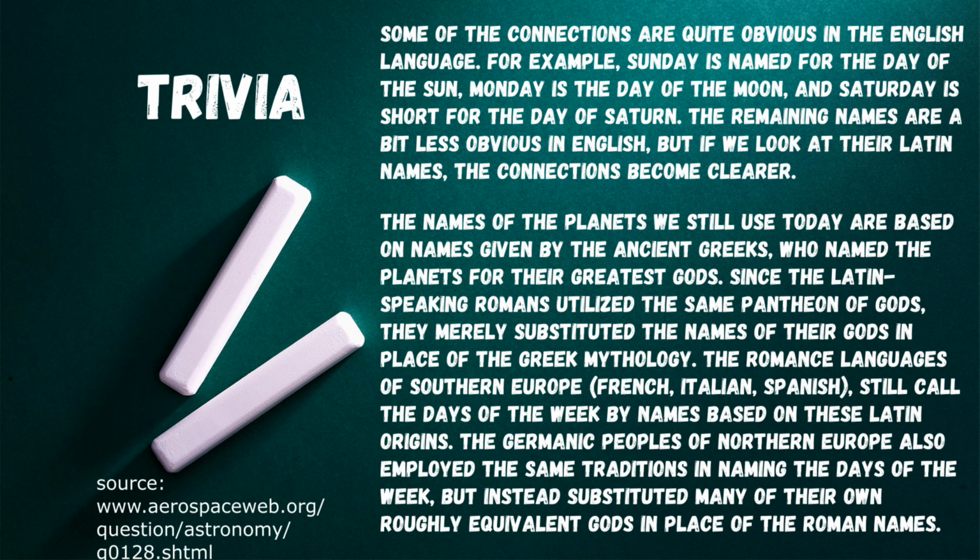Let's have some trivia. Where do the days of the week come from? Some of the connections are quite obvious in English language. For example, Sunday is named for the day of the sun, Monday is the day of the moon, and Saturday is short for the day of Saturn.